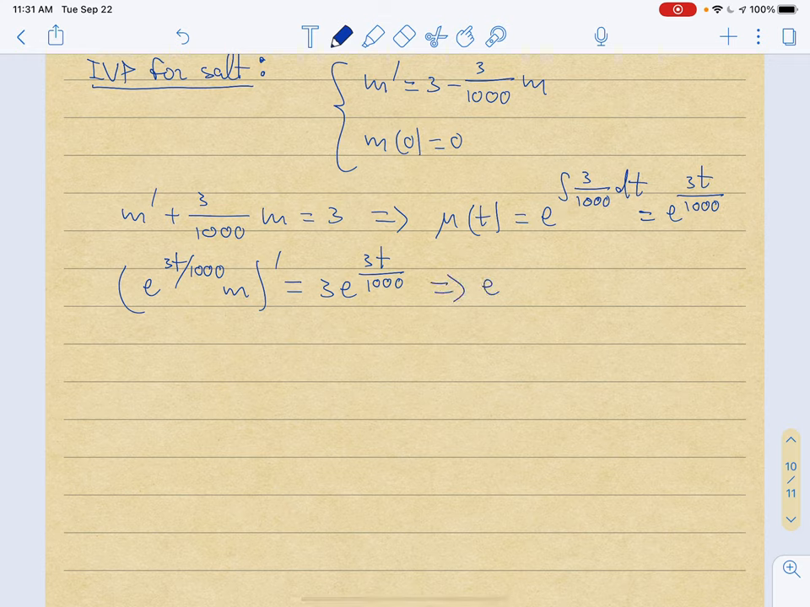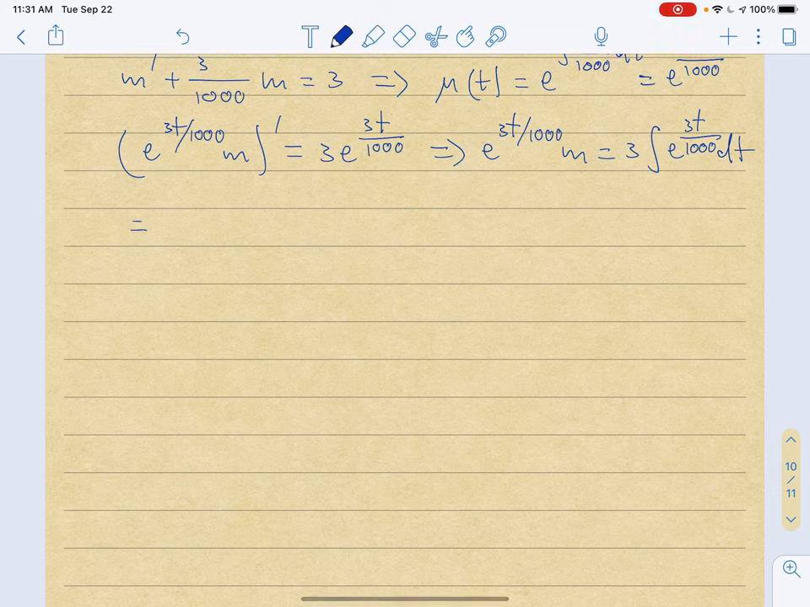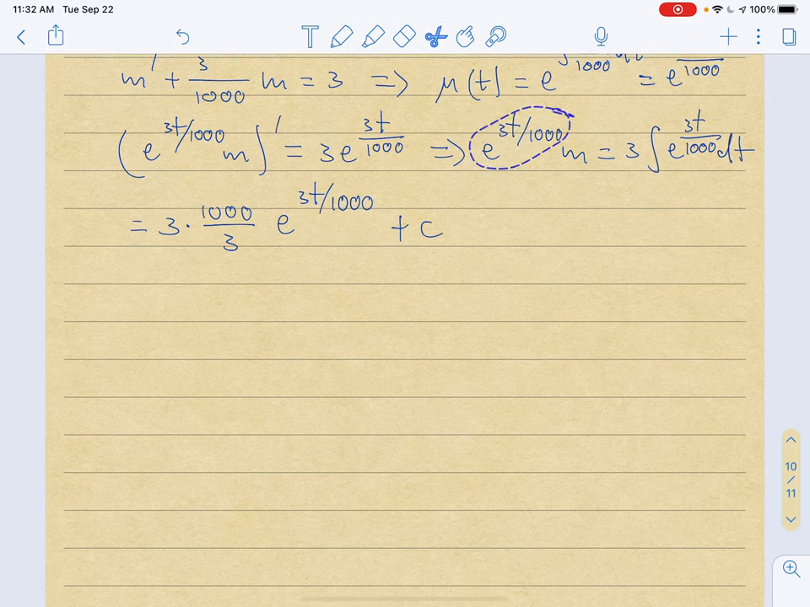And so then integrating, e to the 3t over 1,000 m should be equal to 3 times the integral of e to the 3t over 1,000 dt. And of course, exponential is easy to integrate, so we still have 3 outside. For e to the power constant times t, when you integrate, you get 1 over the constant times the same exponential. So 3 times 1,000 over 3, e to the 3t over 1,000, plus a constant. Now, there is the same exponential both on the left and the right, so I can divide by it. And also there is a coefficient of 3, which I can cancel out.